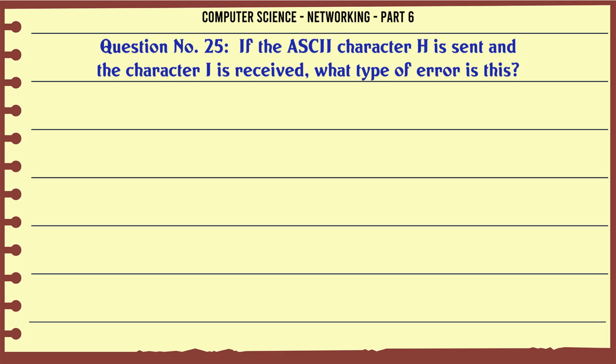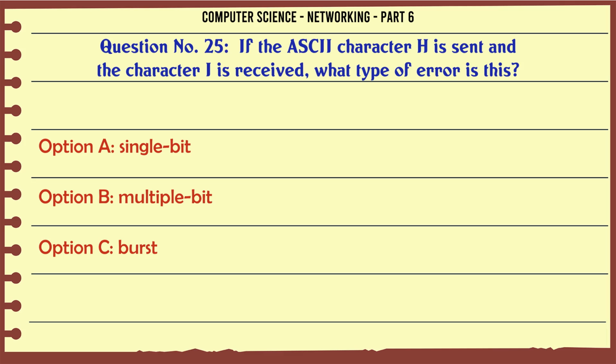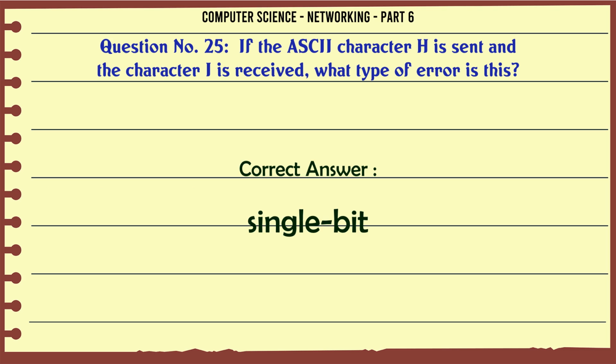If the ASCII character H is sent and the character I is received, what type of error is this? A. Single bit. B. Multiple bit. C. Burst. D. Recoverable. The correct answer is single bit.